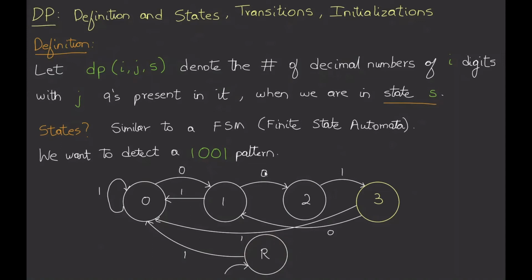Let us say we encountered a number, and the first digit of the number was 1. So in that case, as you can see this arrow over here, it says that on encountering a 1, we move from this state R to state 0, right? So now our current state is 0 after seeing 1.